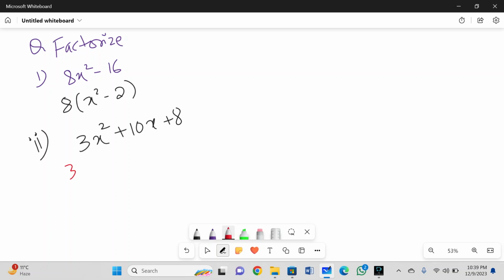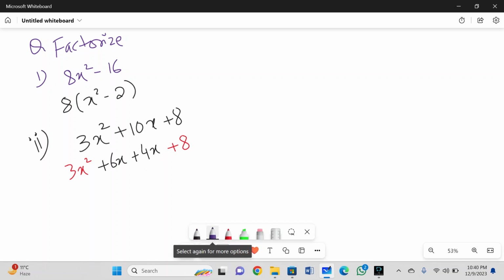For that, you are going to write first and the last term as it is. Then you will multiply first with the last term. So 3 times 8 will give us 24. Now find such two numbers when you multiply, the product should be 24, and when you add both of the numbers you should get 10. So such two numbers are 6 and 4, because 6 times 4 is 24, and 6 plus 4 will give us 10x. So I'm going to use 6x plus 4x.